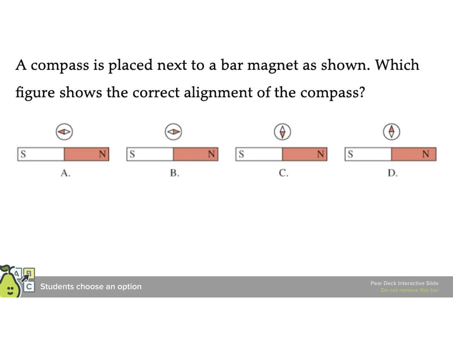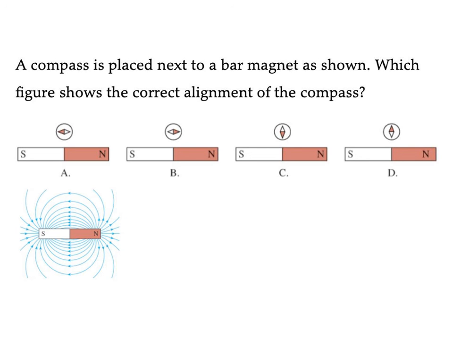All right, so one little test on this. A compass is placed next to a bar magnet as shown. Which figure shows the correct alignment of the compass once it's come to rest? So here I've reproduced the bar magnet field that we had before, and we can see that at that location, the field lines are pointing to the left, so the compass should line up pointing to the left, so our answer is A.